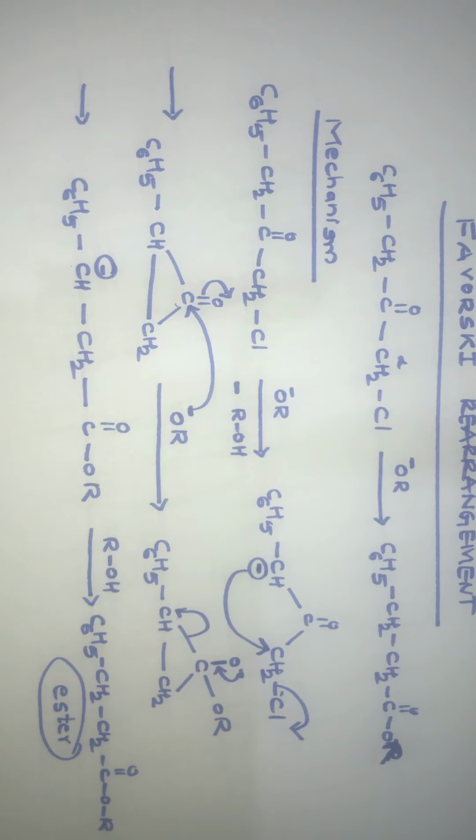So there is a rearrangement taking place which results in the formation of an ester. Right? So this is about the two simple reactions. One was the Favorskii reaction, another one is the Beckmann rearrangement. Thank you.